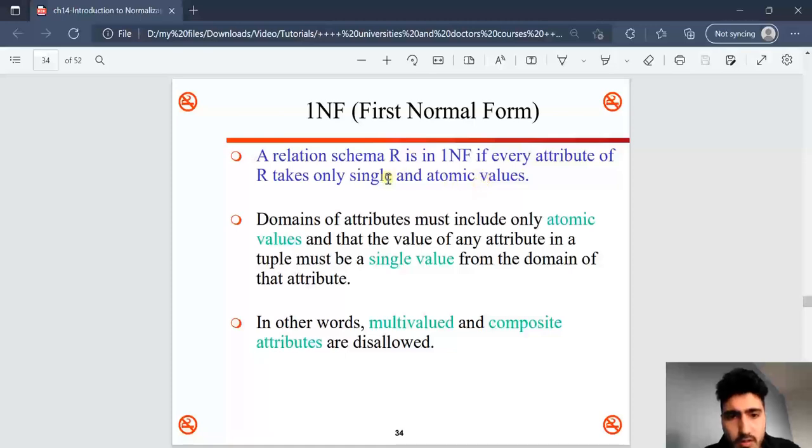So to say that a relation schema is in 1NF, or first normal form, each attribute of this relation must take a single or atomic value. This means that the domains of attributes must include only atomic values, and that the value of any attribute in a tuple must be a single value from the domain of that attribute. So the domains of attributes must include only atomic values.